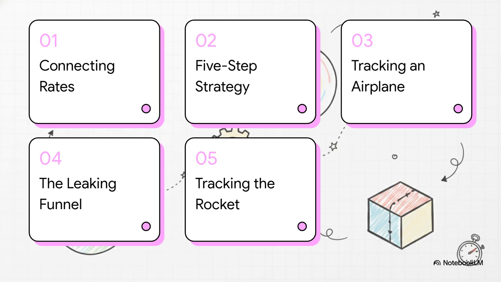Here's our quick roadmap for The Explainer. We'll start off with connecting rates of change. Then I'll hand you a foolproof 5-step strategy. Once you've got that toolkit, we'll tackle 3 real-world trials: tracking an airplane overhead, the tricky leaking funnel problem, and finally tracking that rocket launch.